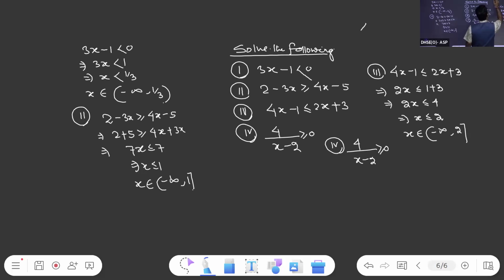You know, a by b is greater than 0 when both a and b are of the same sign. Here 4 is positive. The total expression will be positive when x minus 2 is positive. This implies x greater than 2. So x belongs to open interval 2 to infinity.